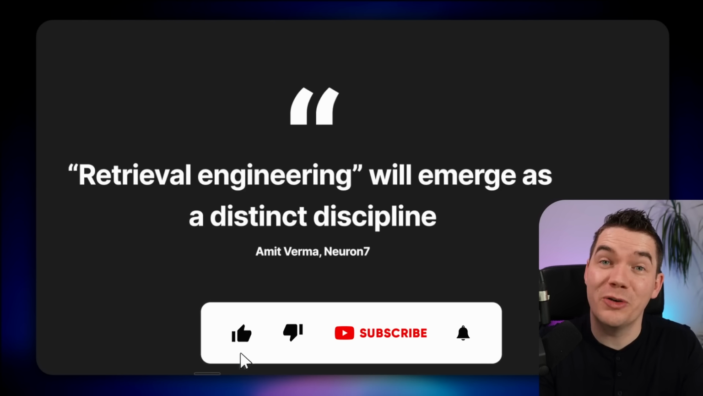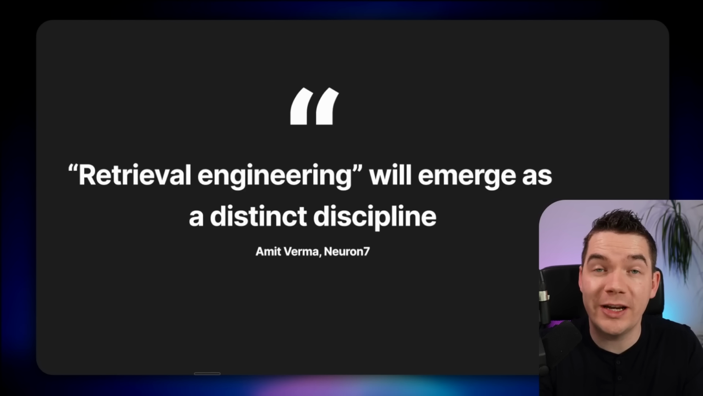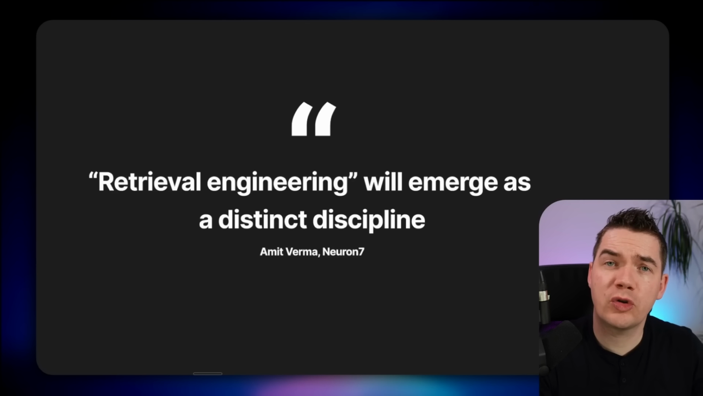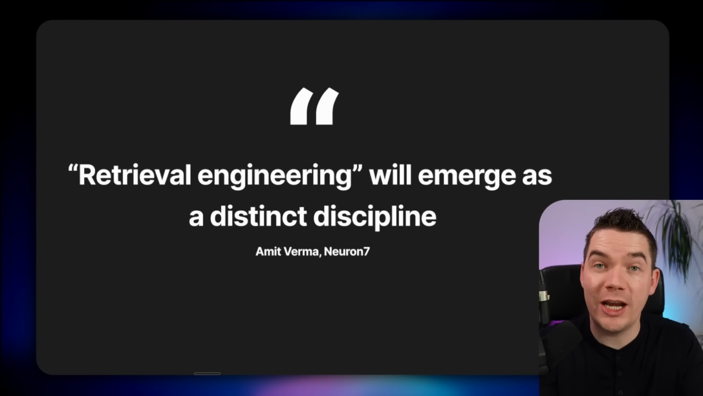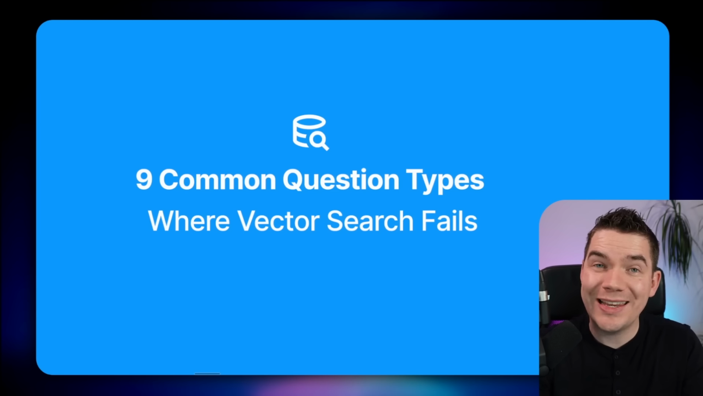This entire video was inspired by an article I read from Amit Verma, who's the head of engineering at Neuron 7, where he described retrieval engineering as a distinct discipline that's going to emerge over the coming years. And just as how machine learning ops has matured, so too will practices around hybrid ranking, graph construction, and more. And all of this leads to the 9 common question types where vector search may fail and you need other retrieval strategies to answer those questions.